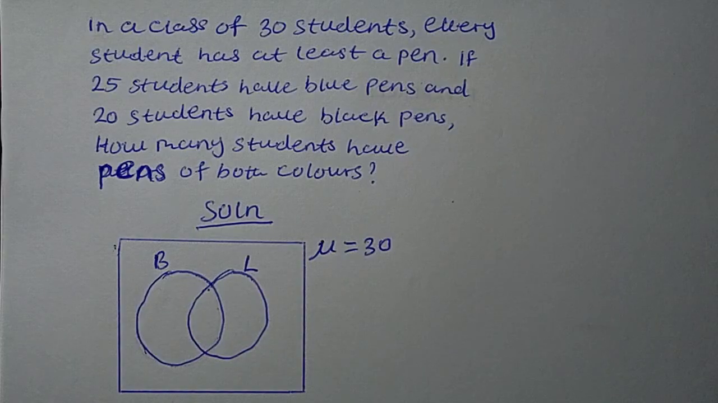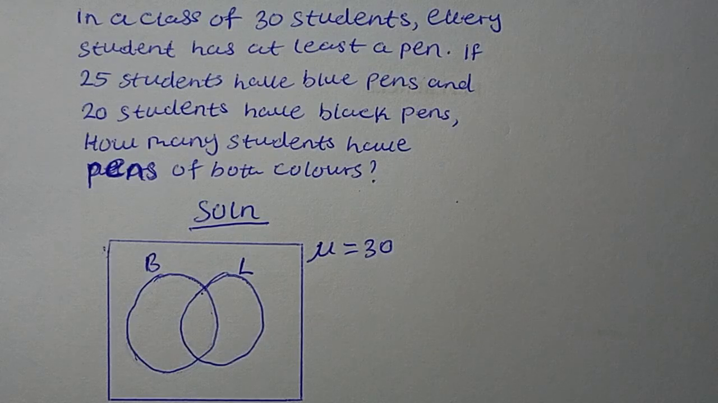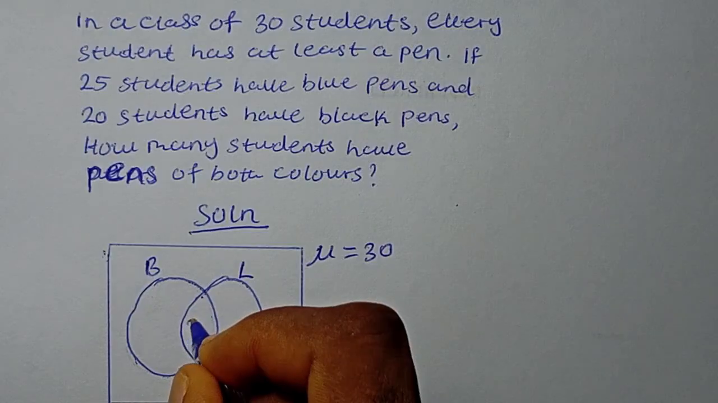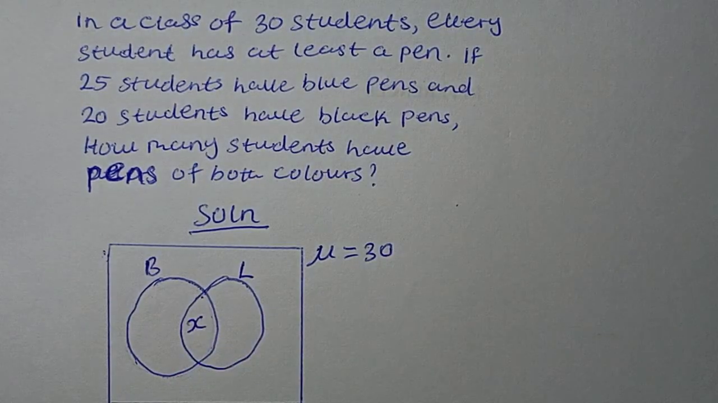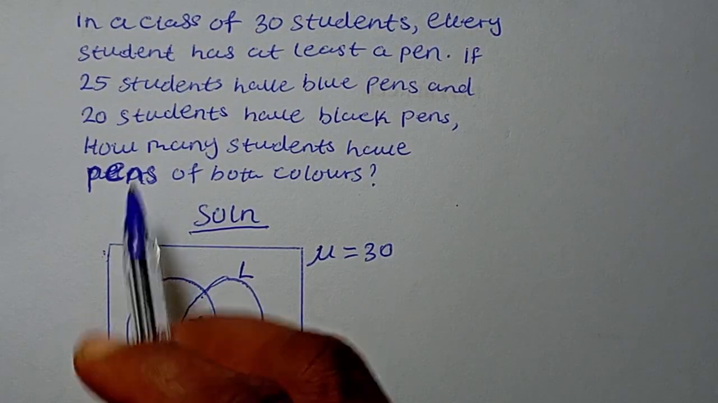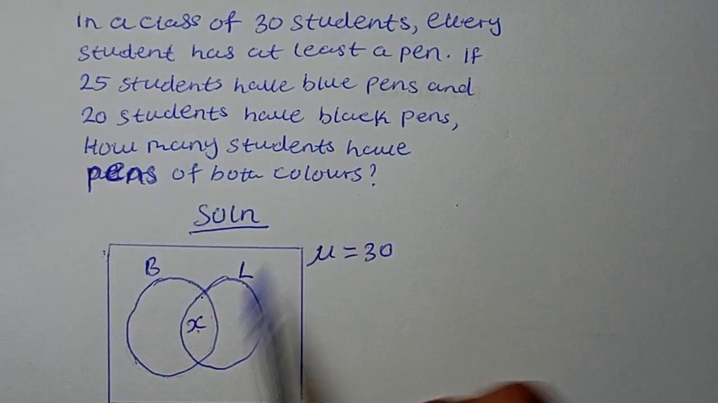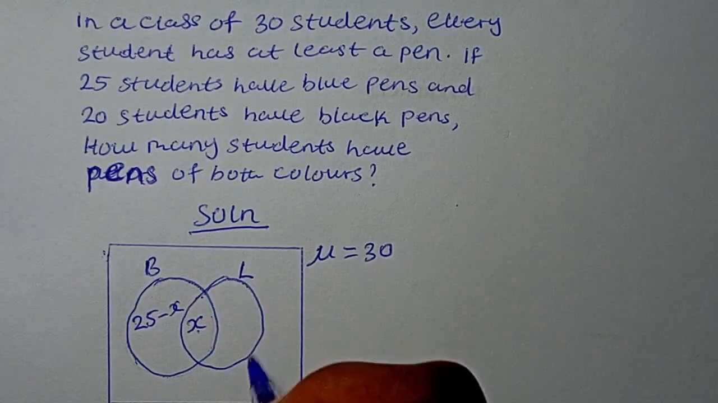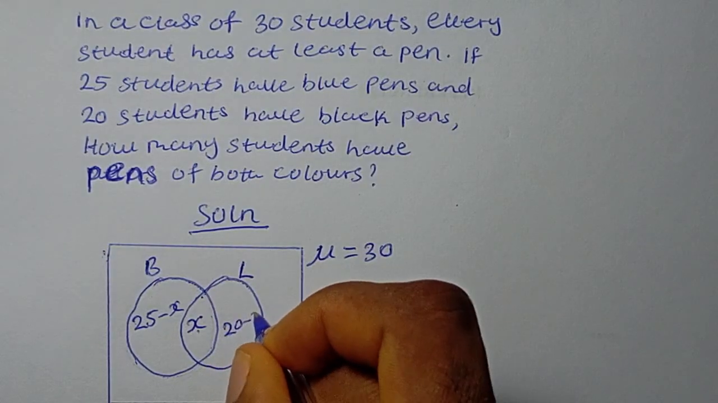So what I'm going to do is, what is the question? The question is how many students have pens of both colors. That means this place, let's call this X, B intersection L. So this place will be, we have 25 students, 25 minus X, and this will be 20 minus X.